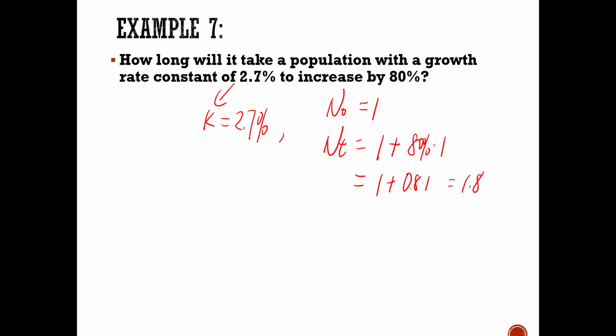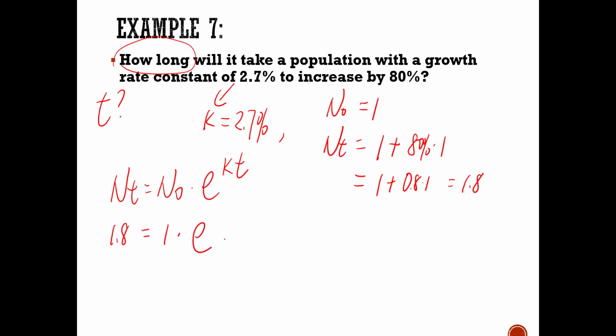So the initial population is 1 unit, the ending population is 1.8 units. We are solving for time t, how long. So now, similarly, we apply the formula Nt equals N0 times e to the kt. Plugging in all the given numbers, Nt is 1.8, N0 is 1, k is 2.7%, and time t is what we're looking for. Now, e raised to 2.7% times t equals 1.8.